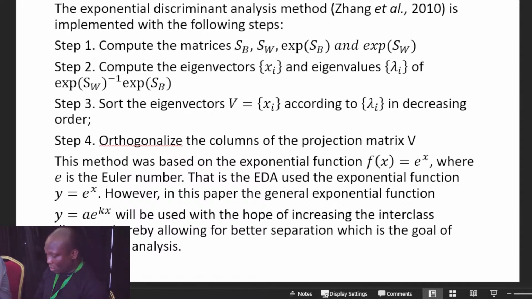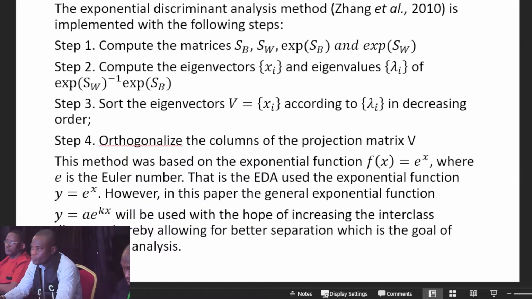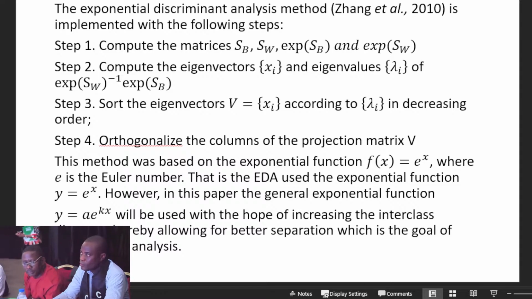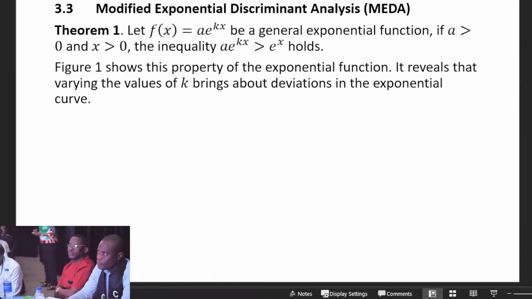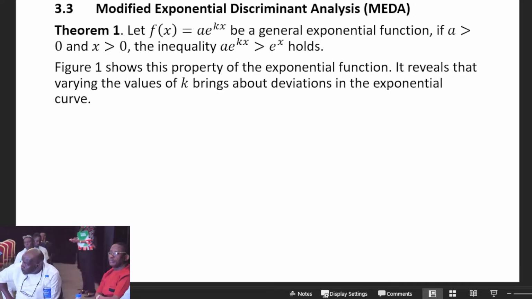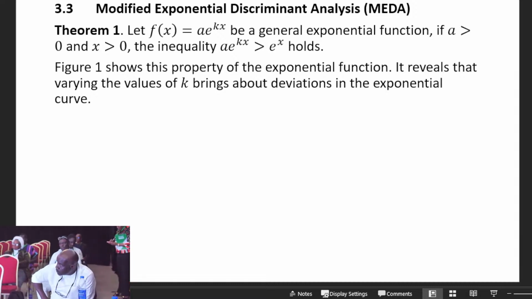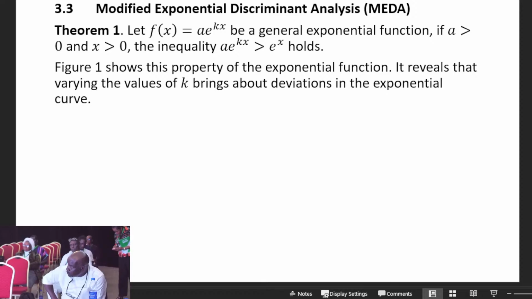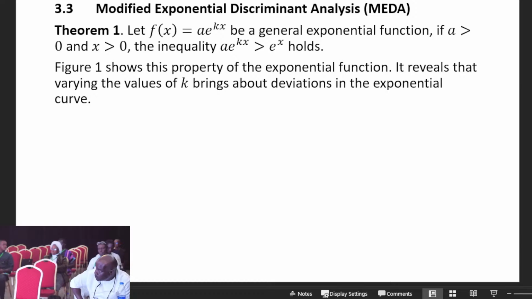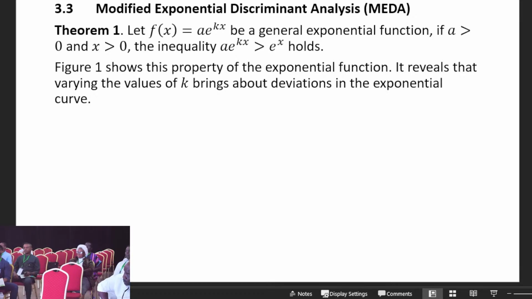So in our work, instead of just taking the exponential, we brought in parameters to see how they will bring about better classification. In section 3.3, we have a theorem that we use to justify our method. If we have a function a exponential kx, where a is greater than 0 and k is greater than 0, it's possible to have a exponential kx greater than exponential x.